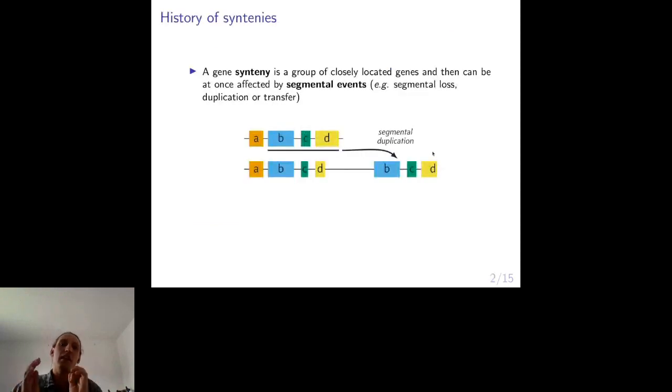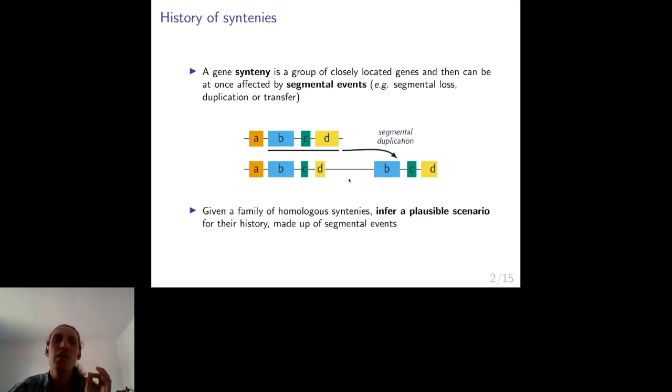So first, I need to explain what is a gene synthesis. A gene synthesis is a set of closely located genes that can be at once affected by segmental events, such as segmental loss, duplication, or transfer. Here is an example of a synthesis where we have 4 genes A, B, C, D that compose the synthesis. And we have an example of segmental duplication. We have the segment composed of the 3 genes B, C, D that is duplicated. So the copy is passed on another part of the genome, and we have still the initial copy of the synthesis.